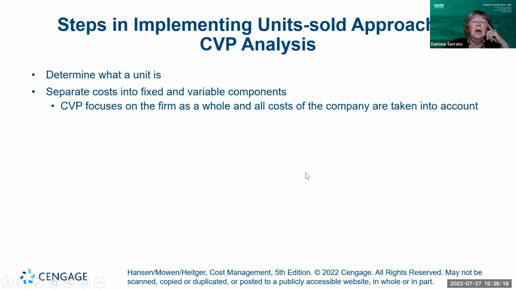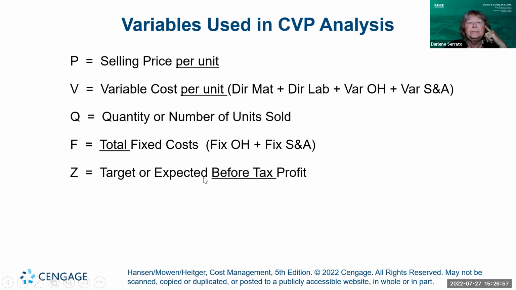So the first thing you have to do is separate your cost into variable and fixed components. Variable cost, by definition, variable cost per unit does not change with changes in activity. Fixed cost in total do not change with changes in activity. If you had a mixed cost, you would have to separate any mixed cost into variable and fixed portions. Okay, we are looking at the company as a whole. We're not looking at individual divisions.